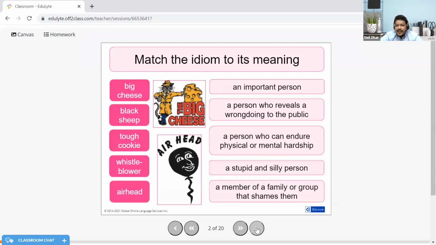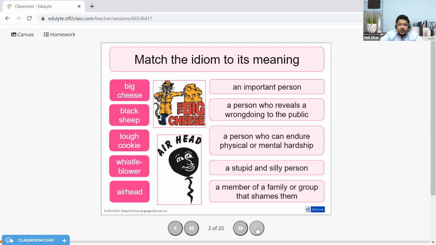The options that we have on the right are: an important person, a person who reveals a wrongdoing to the public, a person who can endure physical or mental hardship, a stupid and silly person, a member of a family or group that shames them.